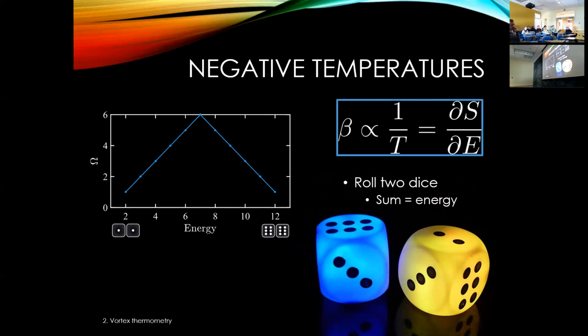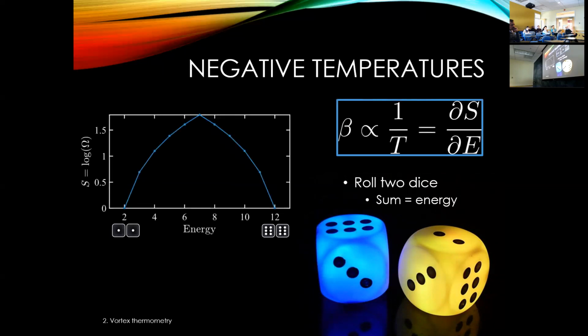So we can apply this definition of temperature here. The entropy on the numerator here is just the log of this multiplicity. So we take the log of the y-axis, we get this graph. And then you can see that on the left here, the gradient is positive. So we have a positive temperature. On the right, the gradient becomes negative. So we actually get negative temperatures here.